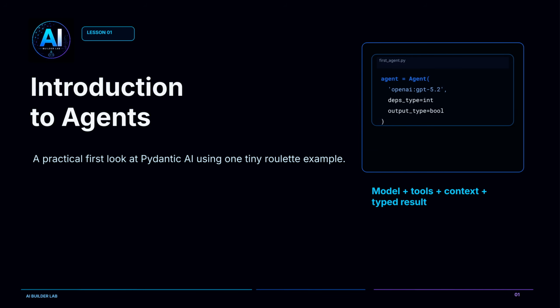This first video is deliberately small. We're not starting with theory. You're going to understand what an agent actually is by walking through one real example. The example is a roulette agent. It listens to what a customer says, uses a Python tool to check the winning number, and returns a typed answer, true or false. That's it. Nice and simple. By the end of this, agents should feel a lot less mysterious, more like normal software, just with a large language model sitting in the middle.